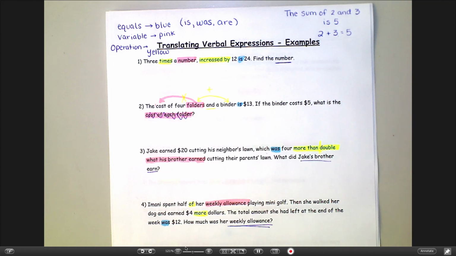And then we're going to talk tomorrow about now how to take all these pretty colors and turn them into algebra. Okay, email me if you have any questions. Thanks.